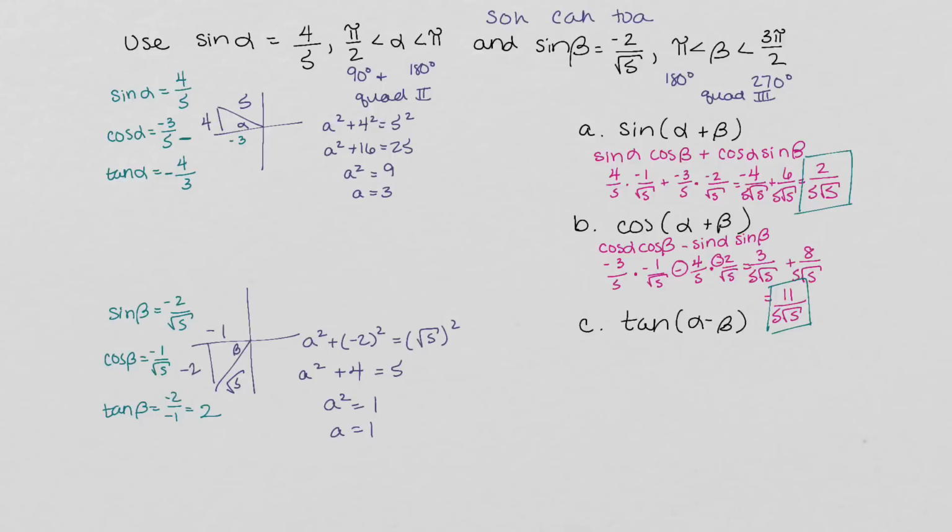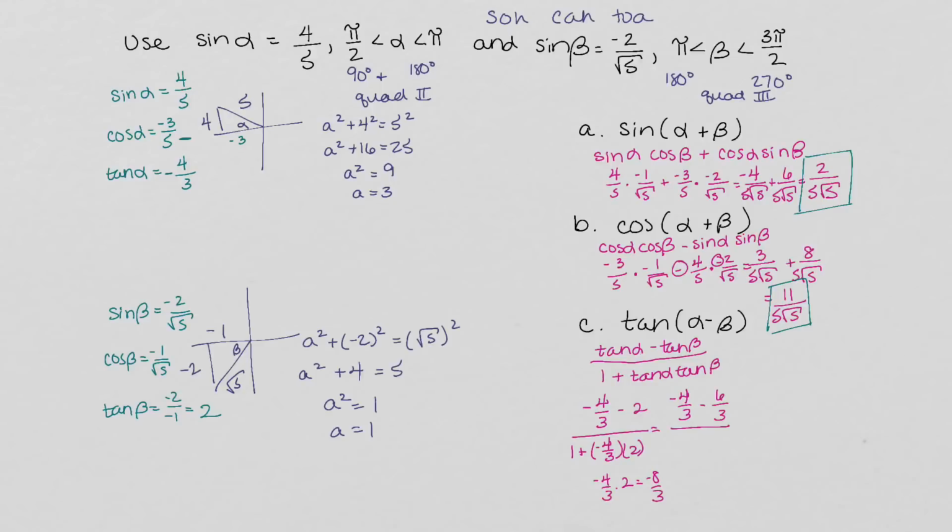All right, the last thing we're going to find is tangent of alpha minus beta. And that is tangent of alpha minus tangent of beta over 1 plus tangent alpha tangent beta. And so we're going to plug the values we found in and simplify. So tangent of alpha is negative 4/3. Tangent of beta is 2. And then the bottom is 1 plus negative 4/3 times 2. Now I do need to find a common denominator for both pieces of my fraction. So the top is negative 4/3 minus 6/3. That's 2, right? 6 divided by 3 is 2. And then for the bottom, negative 4/3 times 2 is negative 8/3.